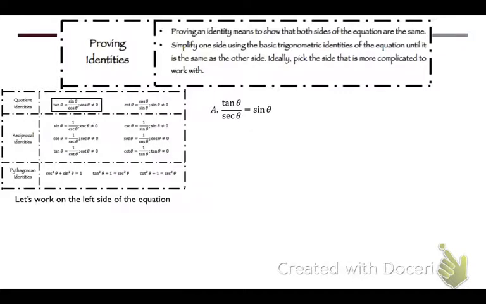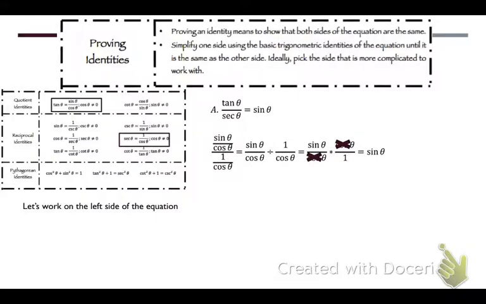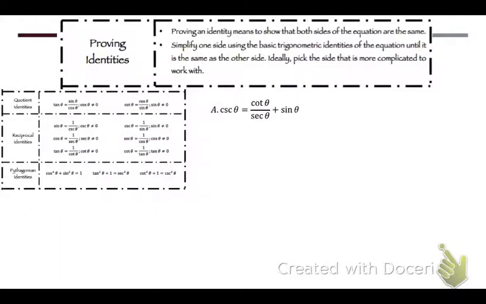Okay, so let's first put this in terms of sine and cosine. Tangent of theta is sine of theta over cosine of theta, and secant of theta is 1 over cosine of theta. Rewrite that, so that's sine over cosine divided by 1 over cosine. You can flip that second fraction and multiply. So that's sine over cosine times cosine over 1. Those cosines cancel and you're just left with sine of theta, which is what we wanted it to equal, so we're done. Cool?